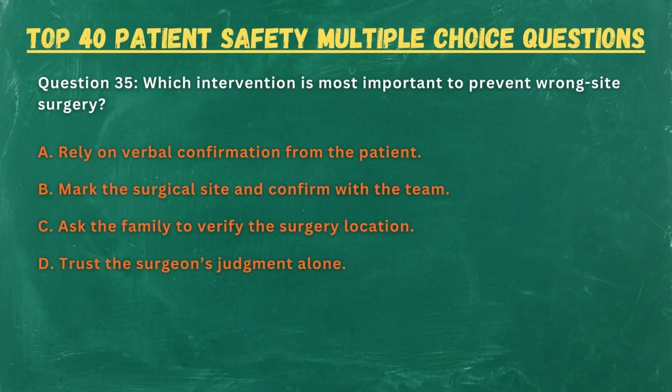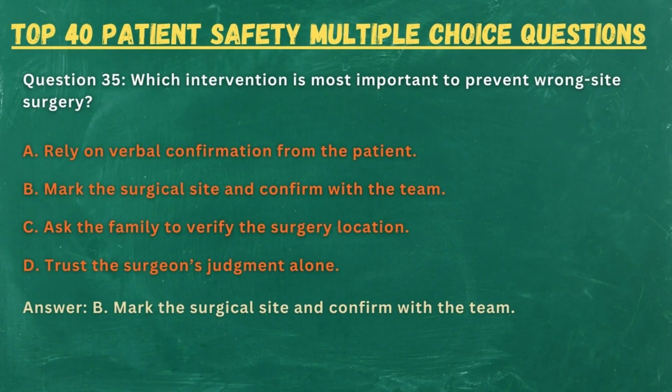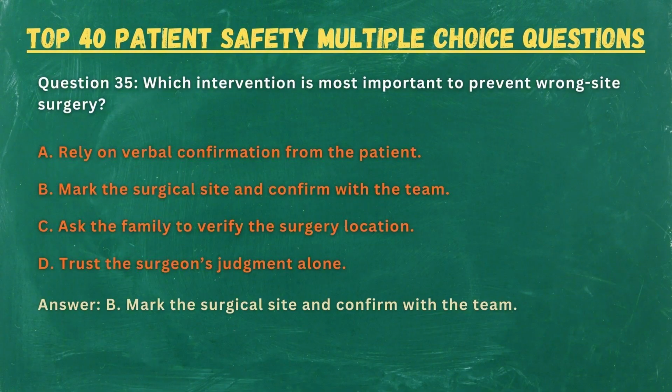Question 35. Which intervention is most important to prevent wrong site surgery? A. Rely on verbal confirmation from the patient. B. Mark the surgical site and confirm with the team. C. Ask the family to verify the surgery location. D. Trust the surgeon's judgment alone. Answer. B. Mark the surgical site and confirm with the team.